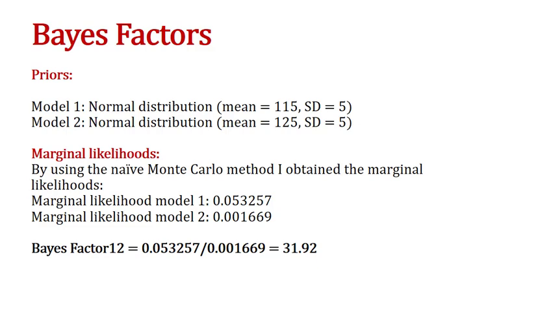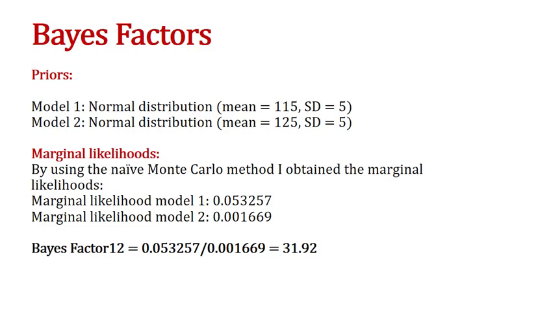In the Bayesian approach, what we do is define a prior distribution for model 1 and a prior distribution for model 2. The prior distribution for model 1 is a normal distribution with a mean of 115 and standard deviation 5, and for model 2 a normal distribution with mean 125 and standard deviation 5. So we need to obtain the marginal likelihood in order to determine if the data is more likely under model 1 or under model 2.